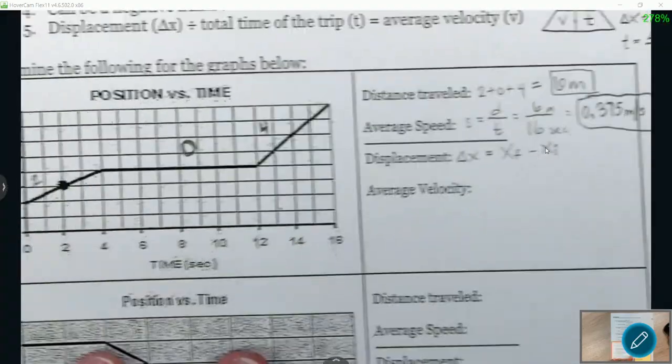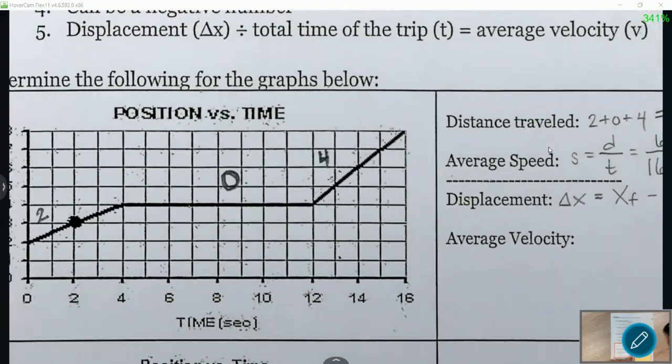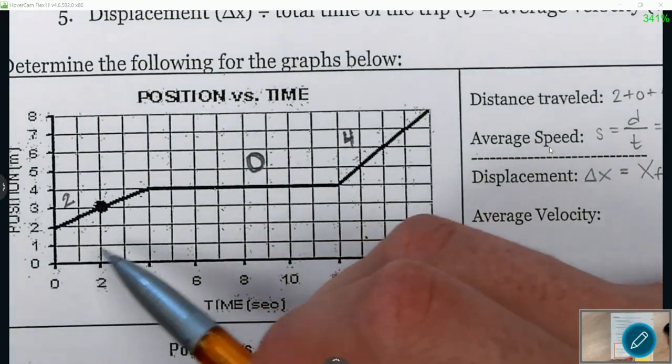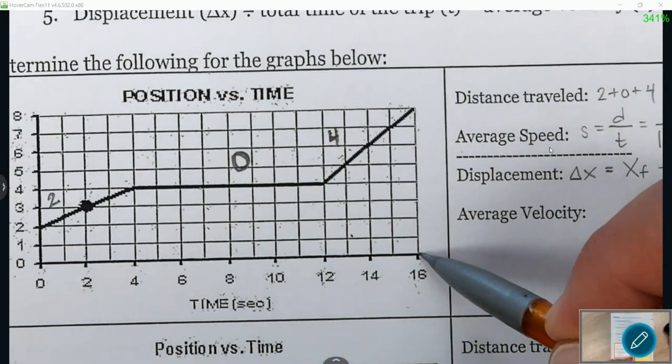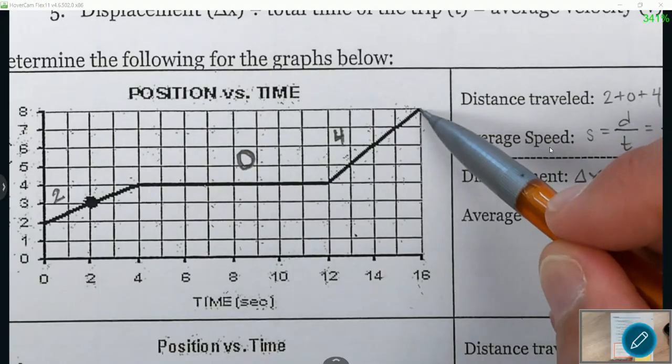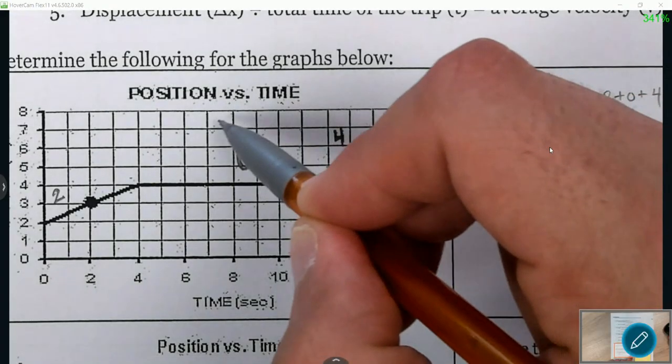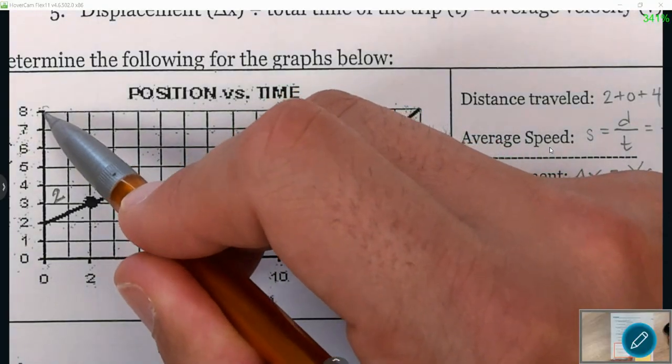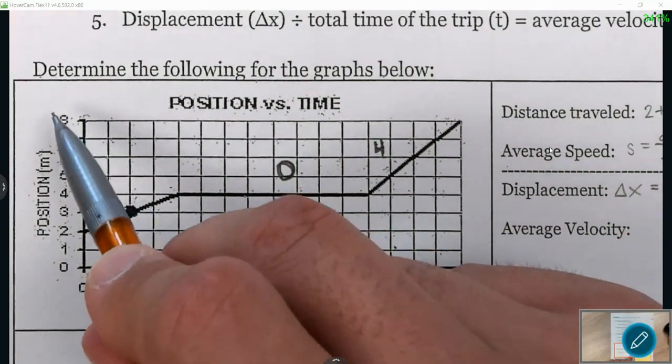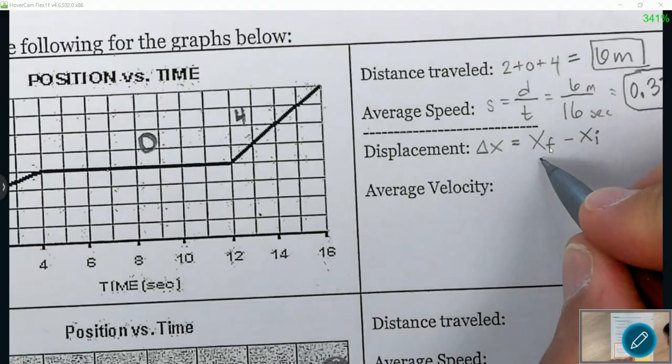So xf basically means where did you end up, your final spot. So go to the end of the time that you moved, which is 16 seconds. Go up till you hit your slope or line. Now go across. What position am I at? 8. So 8 would be my final position.